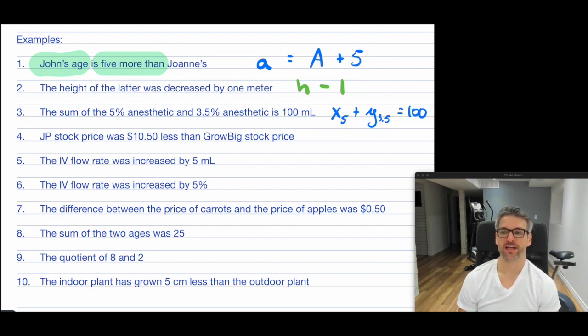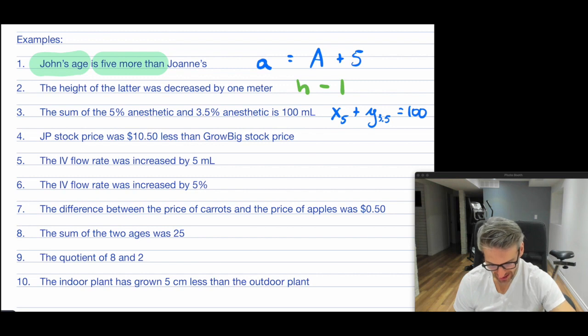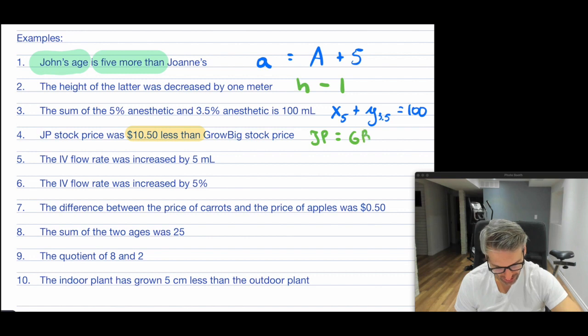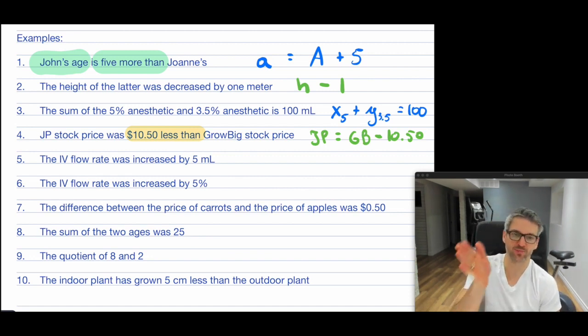Now, the fourth one: JP stock price was 10.50 less than Grow Big stock price. Here, in terms of this translation, the key is less than. So notice, 10.50 less than the other. So the JP stock, I'm going to say JP, is equal to Grow Big, I'm going to put GB, and it's 10.50 less than the Grow Big one. Notice that subtraction goes after.